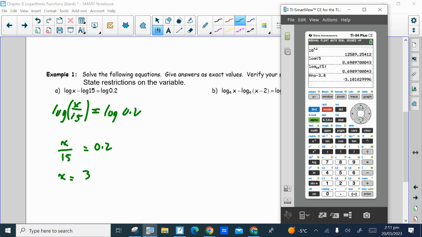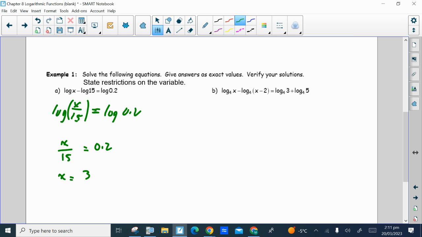Now, we can check that in our calculator. Because these are common logs base 10, the left side would be the log of 3 minus the log of 15. Log of 3, close the bracket after the 3, minus log of 15. Is that an irrational number? Well, we should get the same irrational number if we go to the log of 0.2. And we do. So our answer works. Also, if we state the restrictions here, the only place we see the variable is in that first term, the log of x. And remember, you can't take the log of a negative number or of 0, so x has to be greater than 0. That's the restriction in this case.